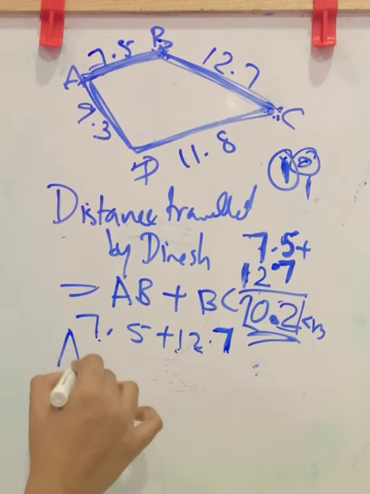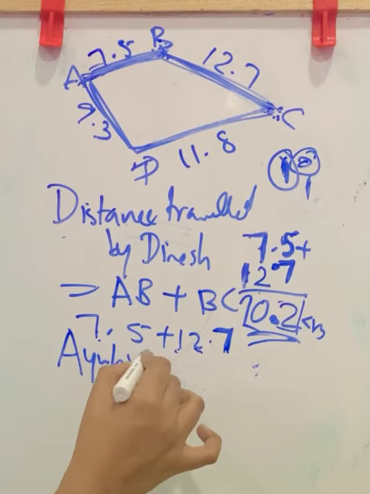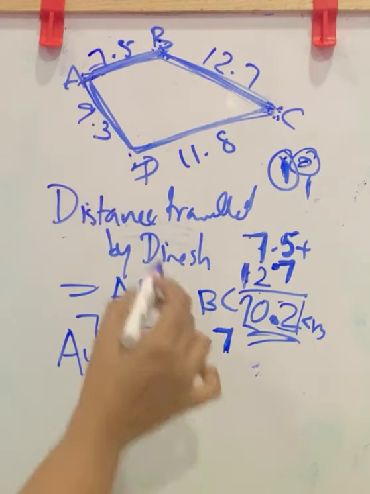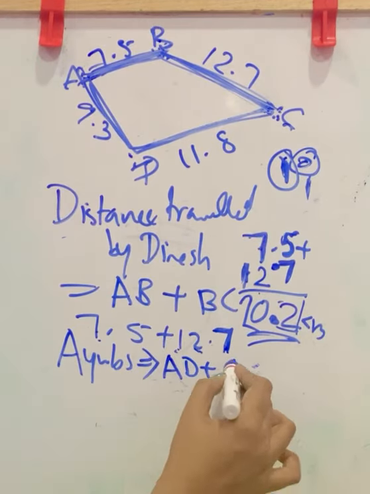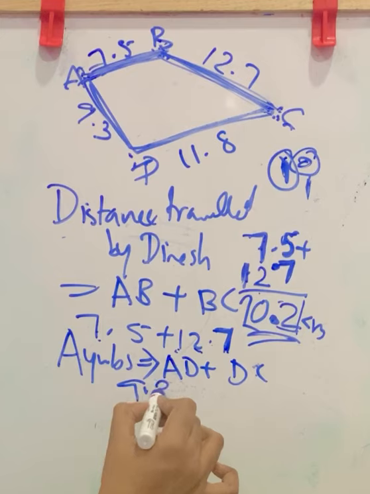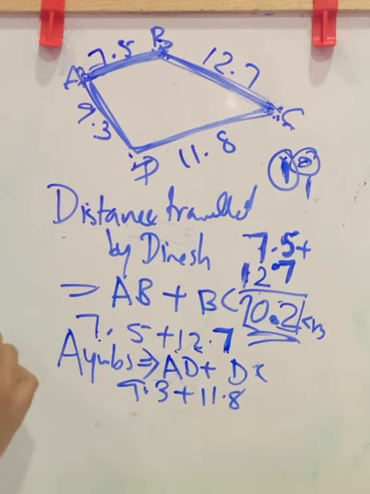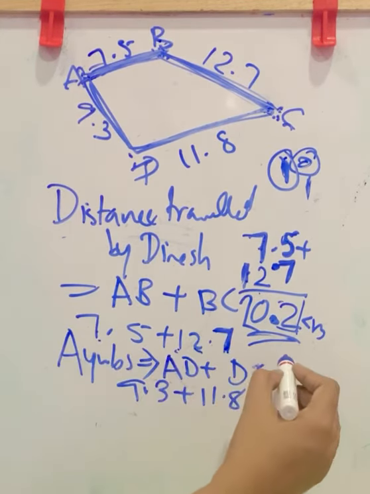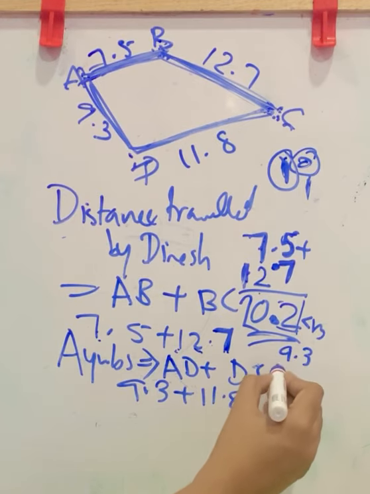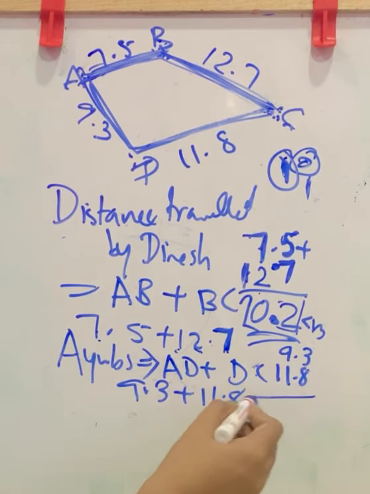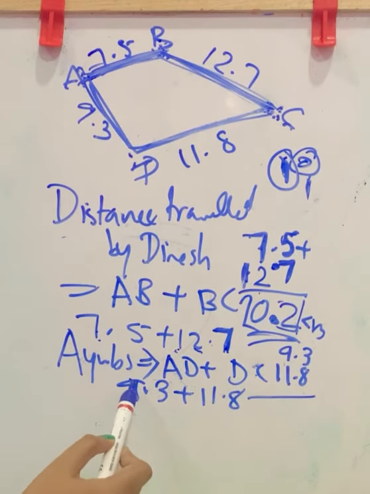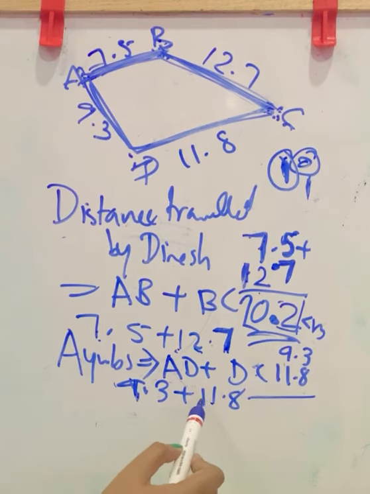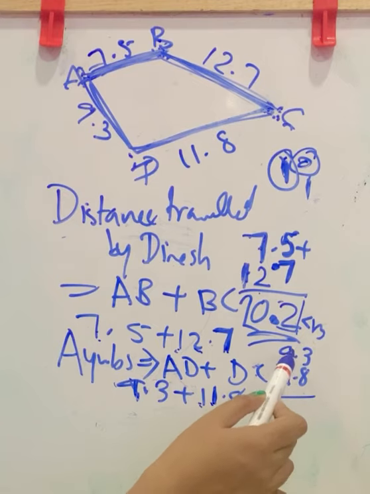Now next is Ayub's. Ayub's distance is from A to D and from D to C. That is 9.3 plus 11.8. That you will add here. 9.3, 11.8. Adding, you will write 1 under 9 because 9 is in whole number part and it is the units place. Here in whole number we have 11. In that this one is in units place. So write 1 under 9.